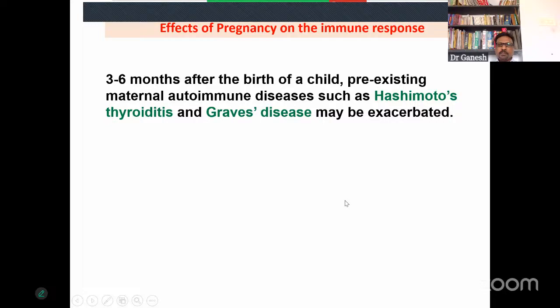Three to six months after the birth of a child, pre-existing maternal autoimmune diseases such as Hashimoto's thyroiditis and Graves' disease may be exacerbated. These autoimmune diseases are named after scientists; Hashimoto and Graves are both names of scientists. Hashimoto's thyroiditis is characterized by destruction of the thyroid gland, where our own immune cells, including T cells as well as antibodies, identify the thyroid follicles as a foreign source and start destroying them. As a result, the thyroid cells come down, and this is a characteristic of hypothyroidism.